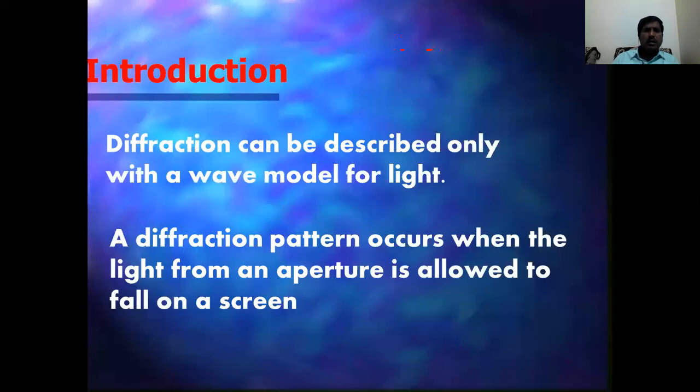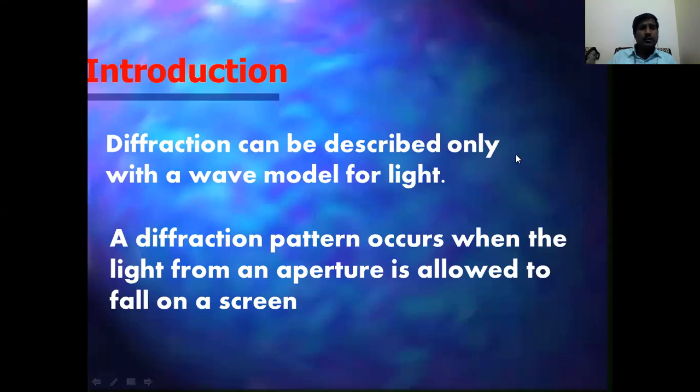So, introduction. Are you able to see the slide? Any difficulty? No, sir, it's clear. Great. Introduction for the diffraction.